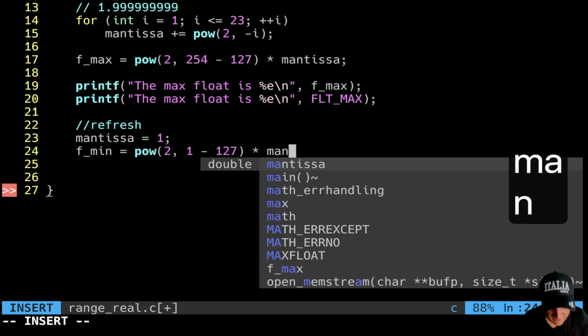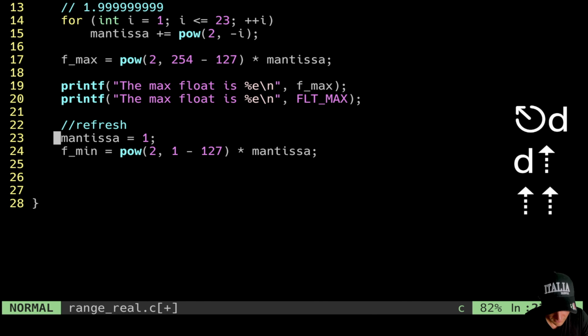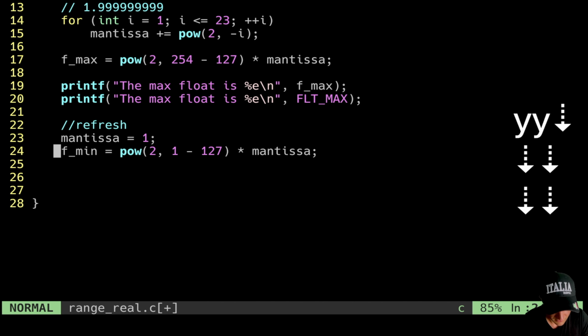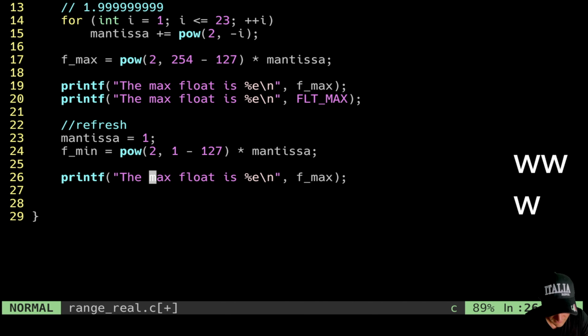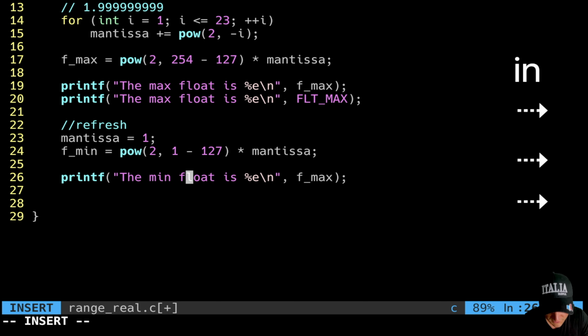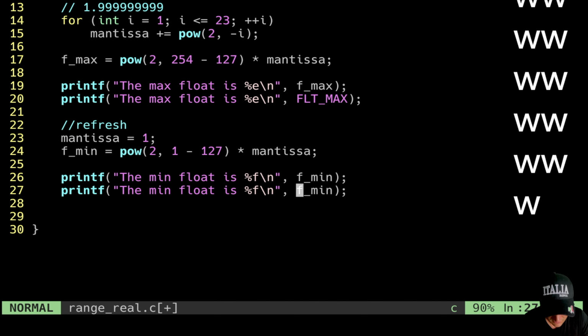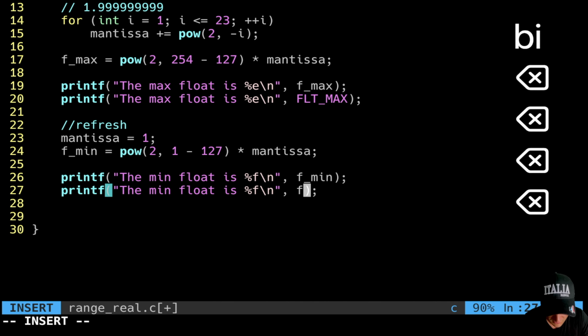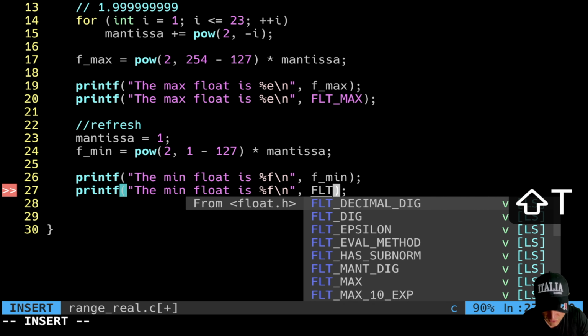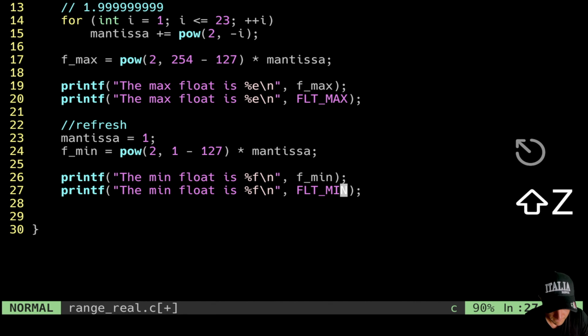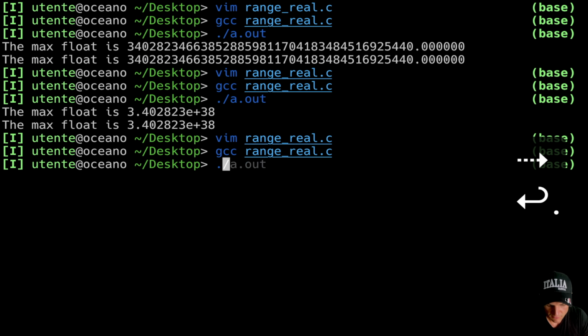Well, per the mantissa, which is 1. So we're gonna just do like before, we're gonna print the value and check if we are correct. So printf, the min float is %f, float min, yank past float, and we are gonna use the symbolic constant to make a double check, float min. Okay, let's try. So let's compile and launch.